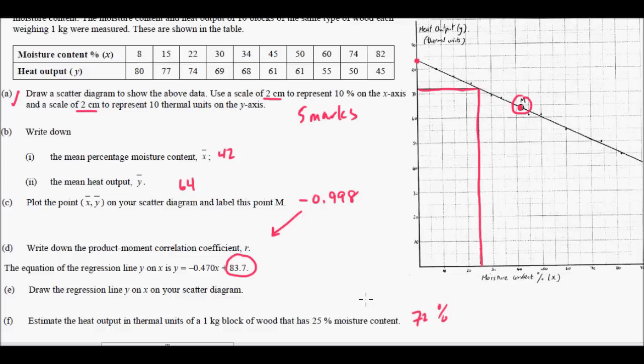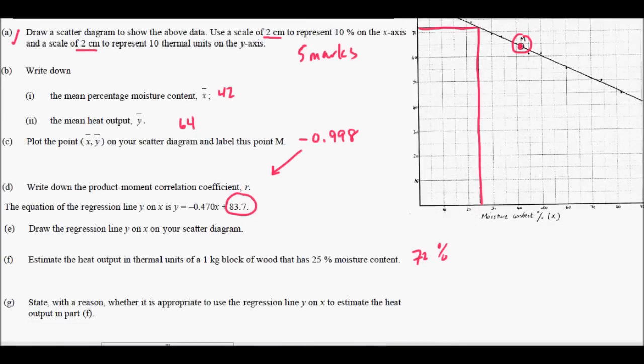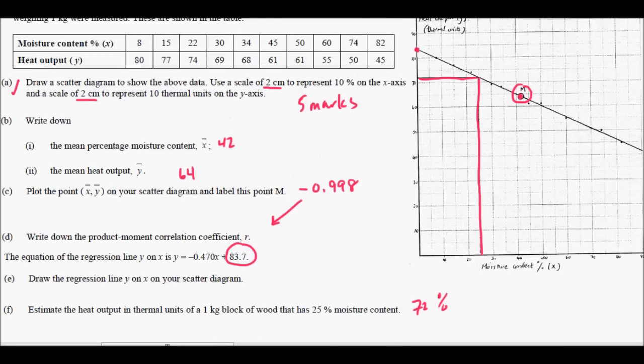Okay, and I think the last problem asks you to state with a reason whether it's appropriate to use a regression line to estimate the heat output. Well, yeah, it is appropriate because the values for 25% give you a value of 72. They're both within the graph. They're both within 100%. If it was some weird thing and you didn't get something within 0 to 100, I don't know how exactly that might happen, but if it was a real steep line, then you'd be in trouble. Okay, so that's pretty much it for that one.